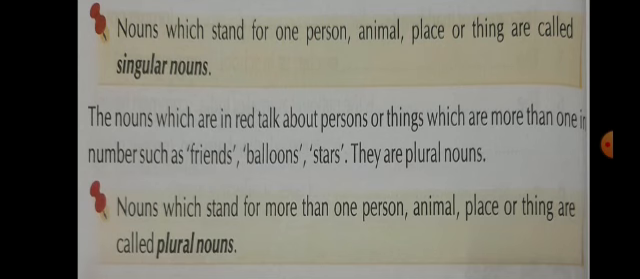The nouns which are in red talk about persons or things which are more than one in number, such as friends, balloons, stars. So, all these are plural nouns. Nouns which stand for more than one person, more than one animal and more than one place or thing are called plural nouns.